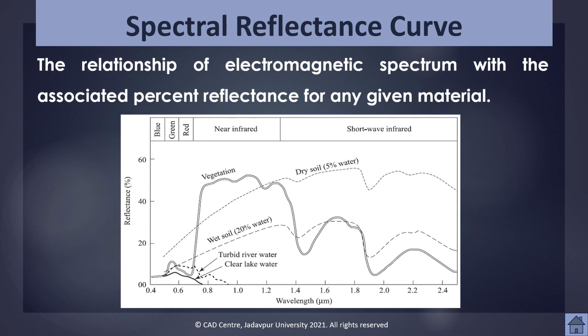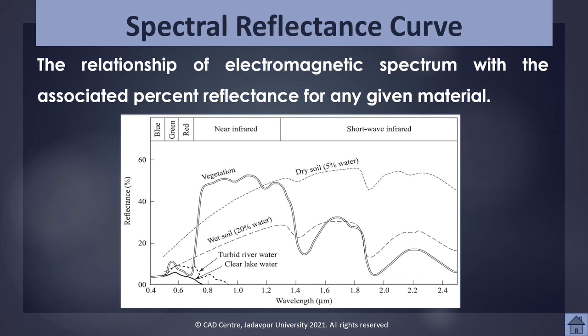Now, in the case of water, longer wavelengths, meaning near infrared radiation, are absorbed more by the water body than the shorter visible wavelengths. If we compare the visible light, meaning the blue, green, and red, with the near infrared radiation, then definitely the near infrared radiation is more absorbed by water bodies.